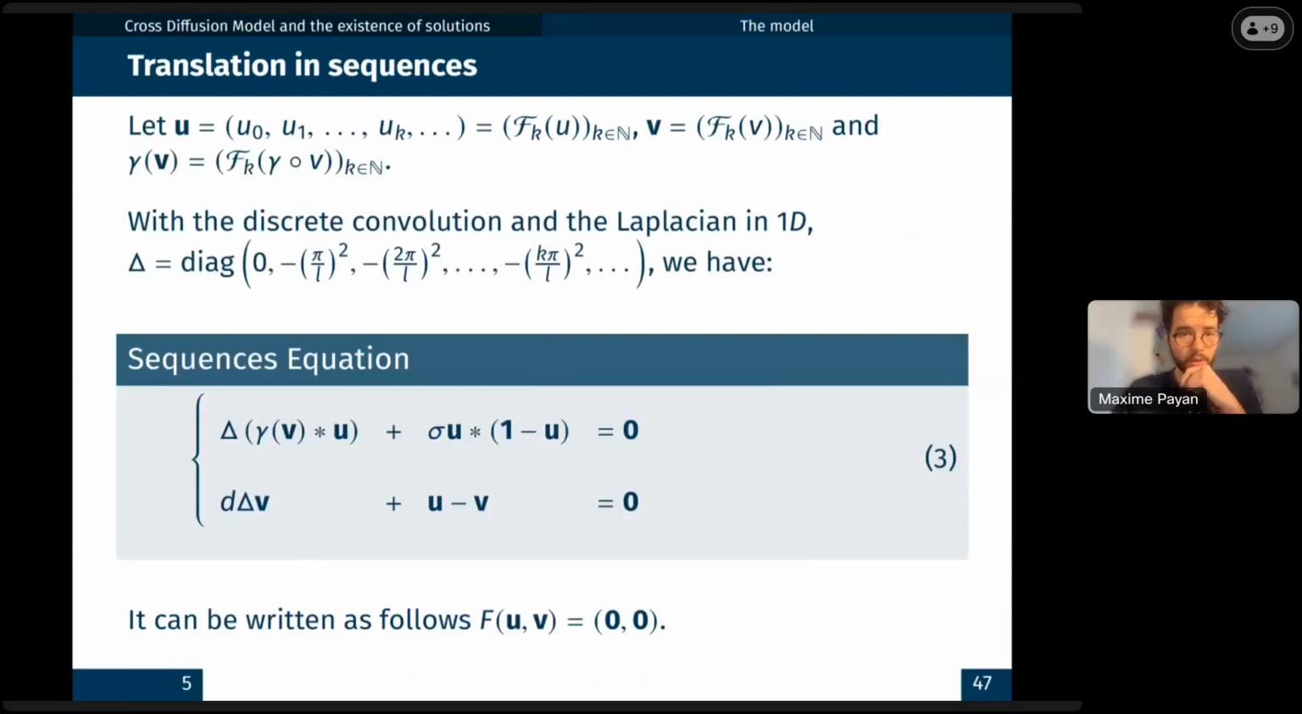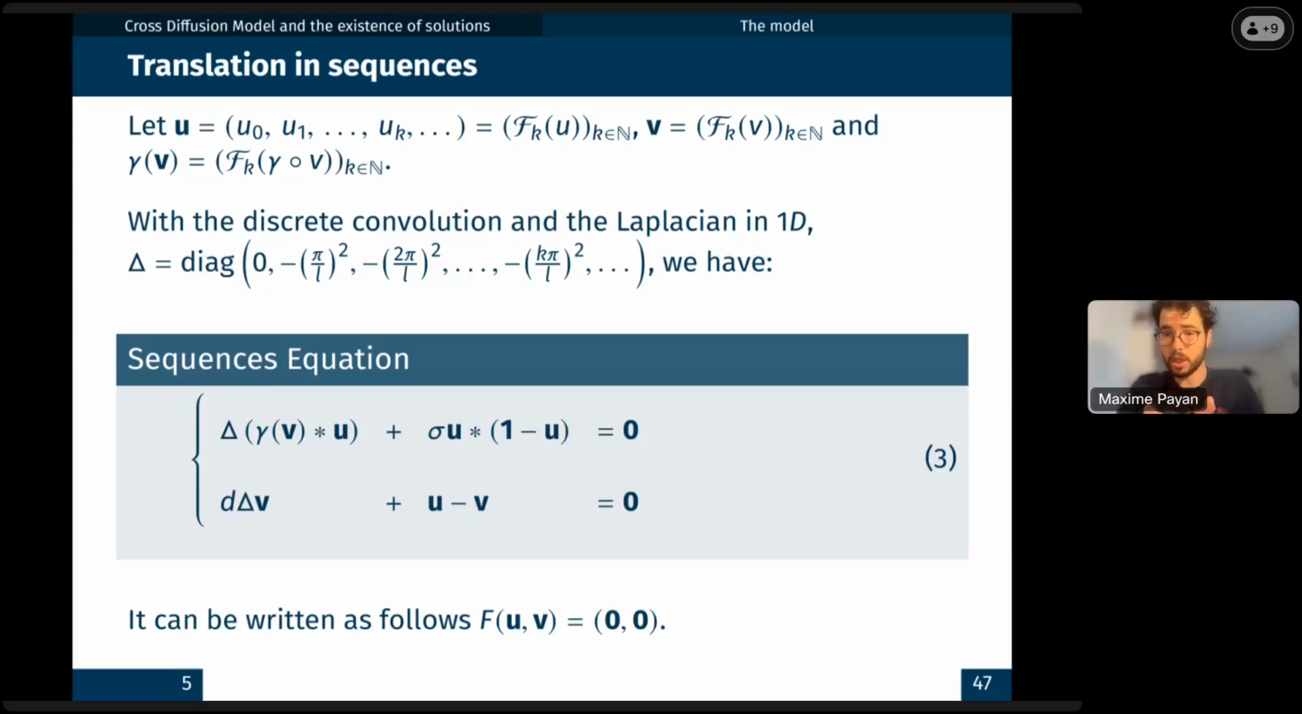And there is just a naive notation for gamma v. Gamma v will be the Fourier sequence of gamma round v. It's an object a little bit complicated to understand, but we will manage it just later. So now we pass the stationary equation to the Fourier coefficients, and we get this equation to keep in mind.